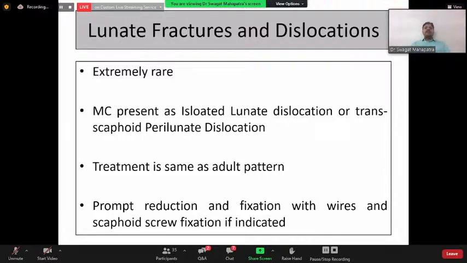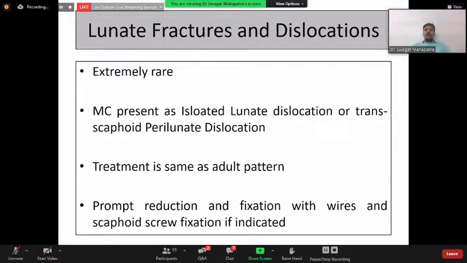Isolated lunate fractures are extremely rare. Most commonly, these present as isolated lunate dislocation or transscaphoid perilunate dislocation. The treatment of these pediatric fractures is the same as that of the adult pattern. So what we have to do is prompt reduction and fixation with wires and scaphoid screw fixation if indicated. Now I'll give a short overview of how to diagnose a carpal dislocation, usually a lunate dislocation.